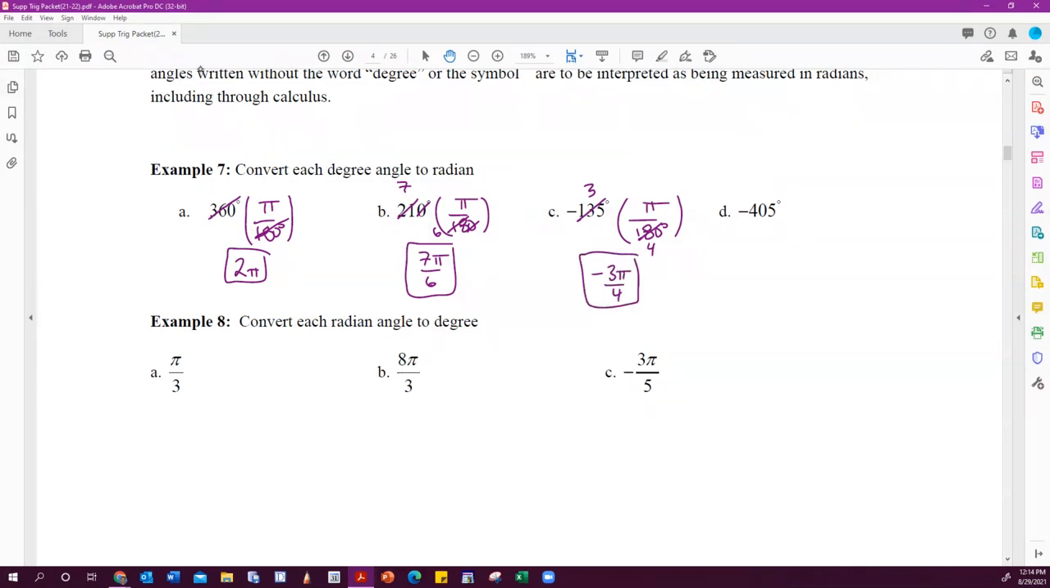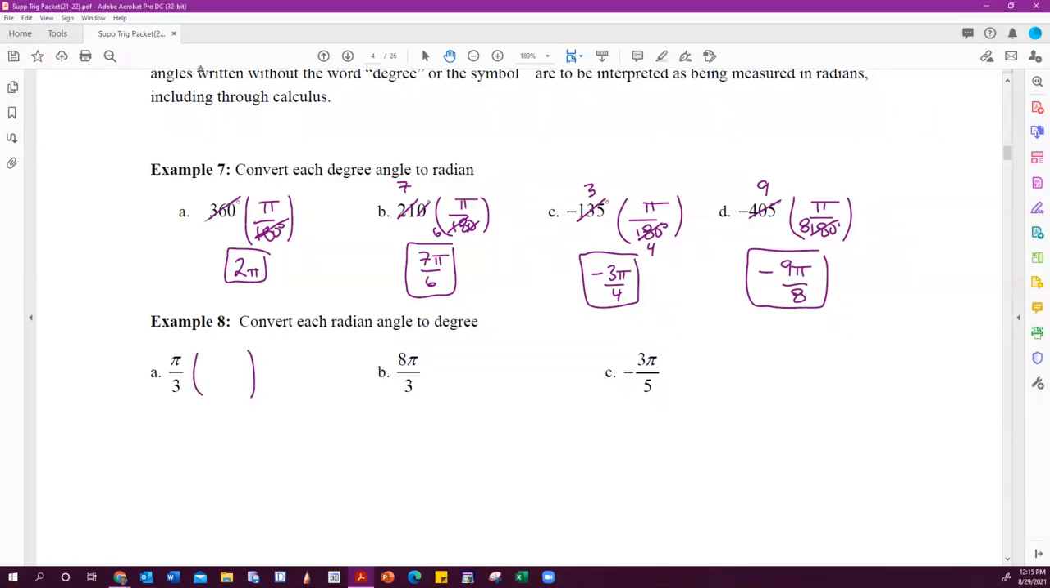And then finally, a big angle, bigger than 360 even, but if we multiply by pi over 180 again, 45 is the number that goes in. 45 goes into this 9 times, 45 goes into this 8 times, and so we get negative 9 pi over 8. Now let's try changing some radians into degrees.